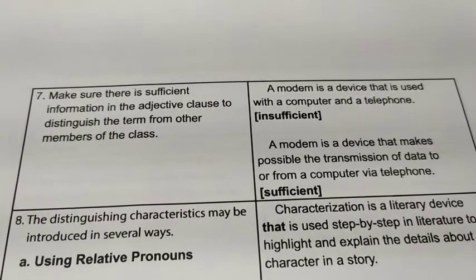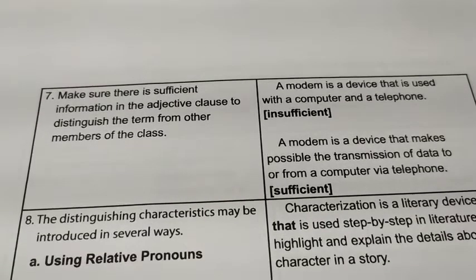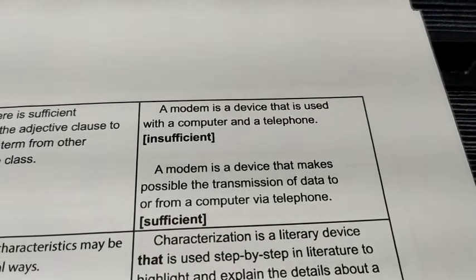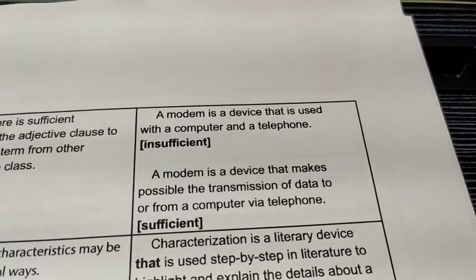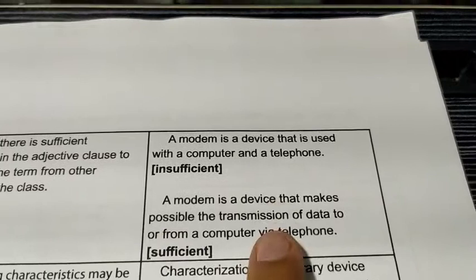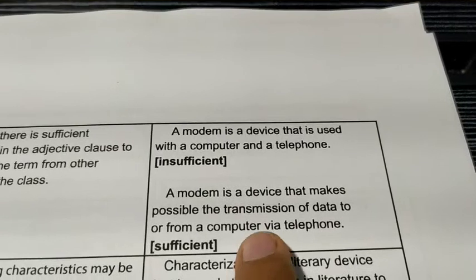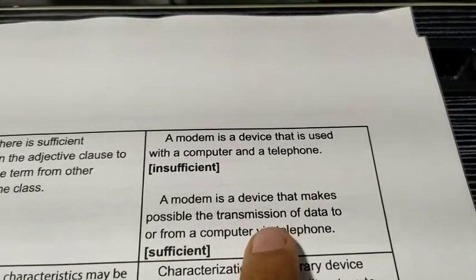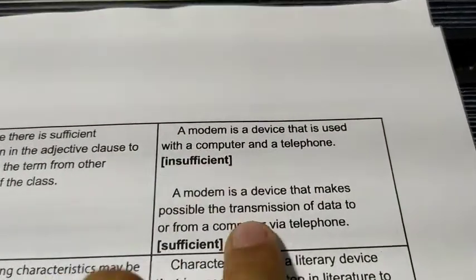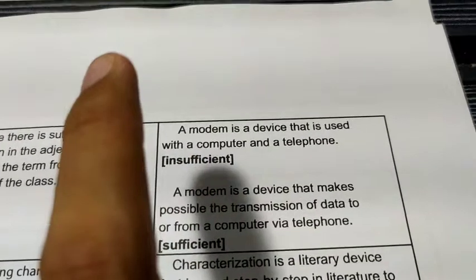Number 7, make sure there is sufficient information in the adjective clause to distinguish the term from other members of the class. For example, a modem is a device that is used with a computer and a telephone. So it is insufficient. A modem is a device that makes possible the transmission of data to or from a computer via telephone. So here it explains how a modem is used in a computer and telephone.